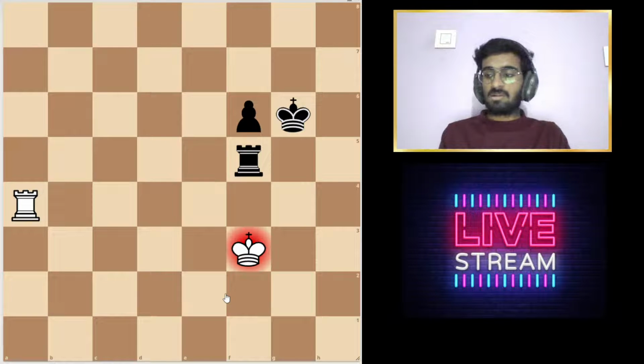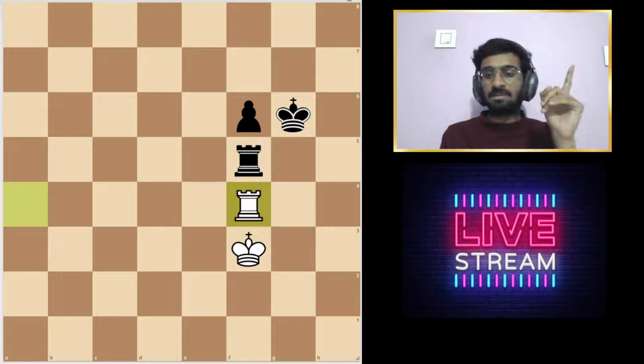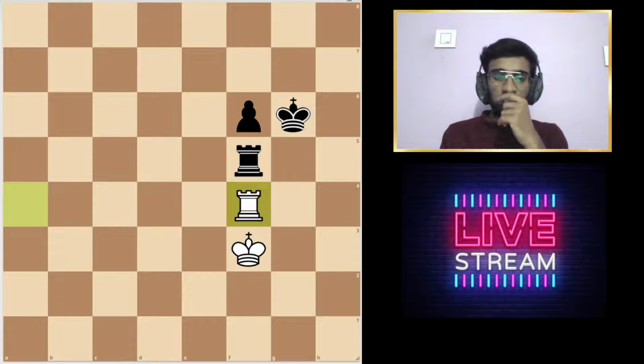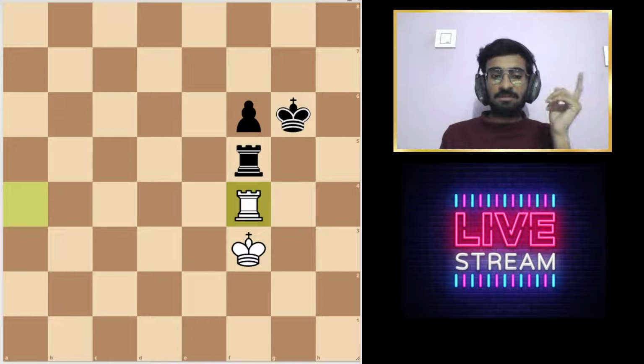Okay. Now let's discuss the answer. Now here the thing is, if you will play rook to f4, there is only one move that wins for black. Only one move that can win. Can anyone find the move that is winning for black? The only way to win.